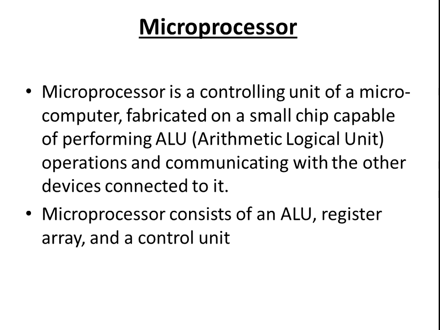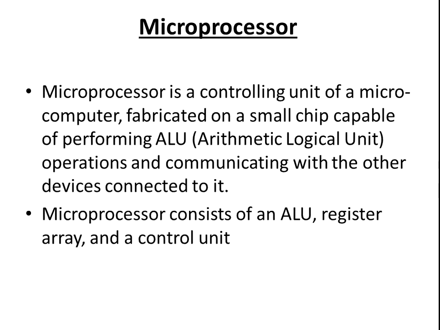Before moving to the evolution of the microprocessor, we will discuss what a microprocessor is. A microprocessor is a controlling unit of a microcomputer, fabricated on a small chip, capable of performing ALU (arithmetic logic unit) operations and communicating with the other devices connected to it. The computer's central processing unit, CPU, built on a single integrated circuit, that is IC, is called a microprocessor. We can say that it's a programmable, multi-purpose, clock-driven, register-based electronic device.